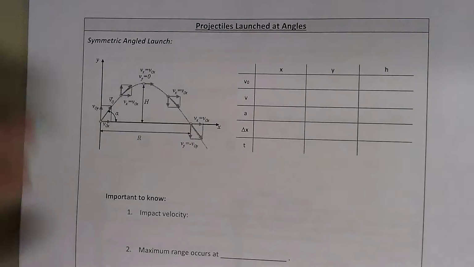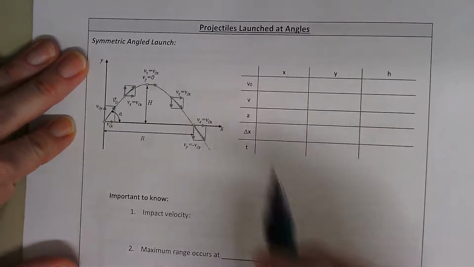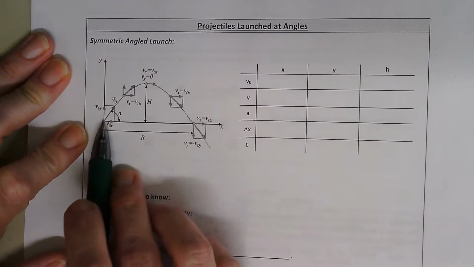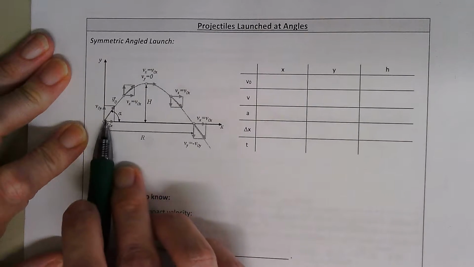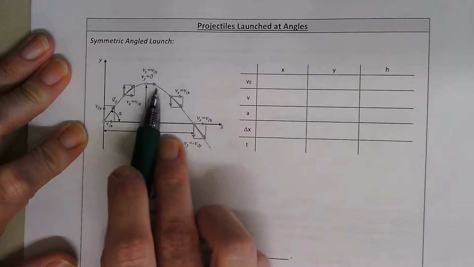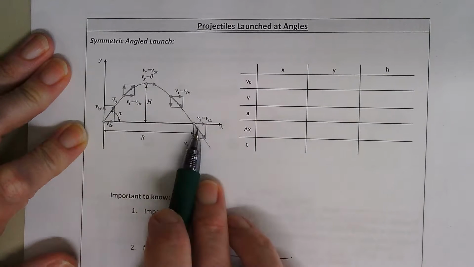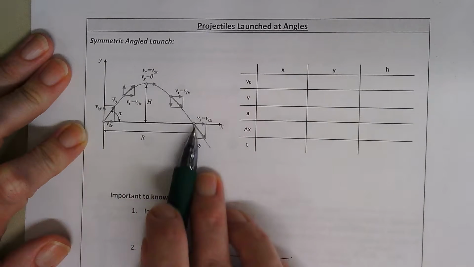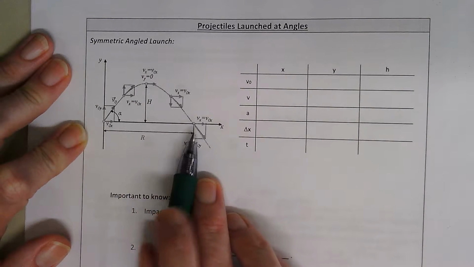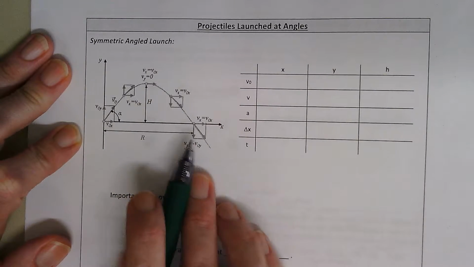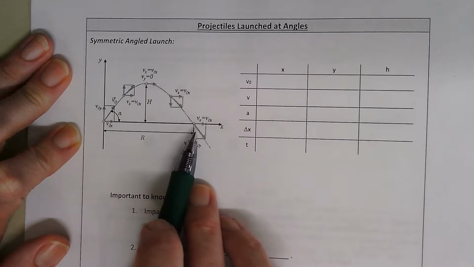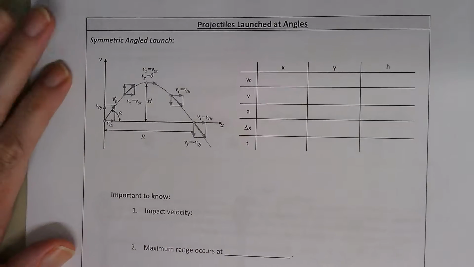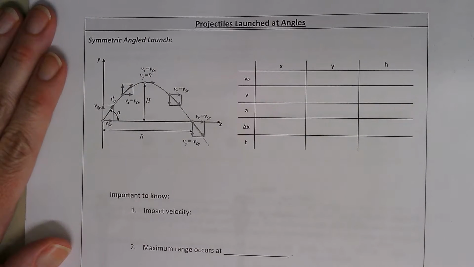So for a symmetrical angled launch, it's like a flat surface, and you launch something at an angle theta, and it goes up to a certain height, and then it comes down to the exact same level, okay? So your vertical displacement for the whole flight ends up being 0 because it's coming back down to the same point. Horizontal is not 0, okay? So again, you probably want a little chart, and this chart will be a different one.